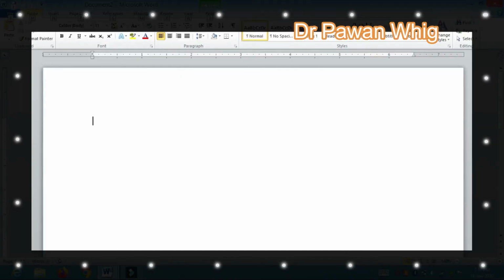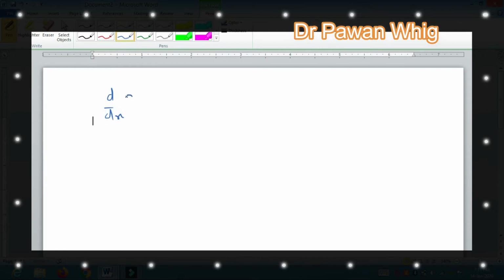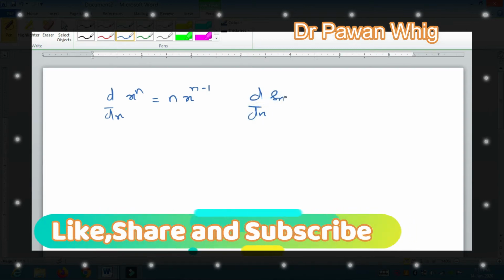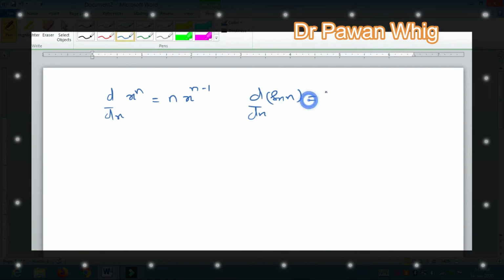See, in the last class, what we did, we did the questions with the first principle. Now in today's class, we'll proceed forward. We'll revise the formula once again. I write it: d by dx of x raised to power n is equal to n x raised to n minus 1. Similarly, d by dx of sin x is equal to cos x, d by dx of cos x is equal to minus sin x.